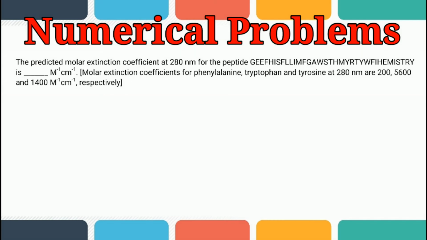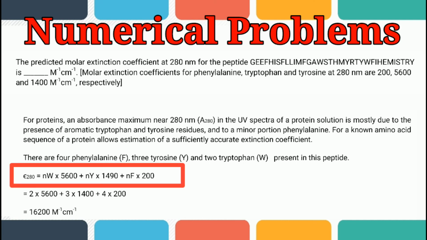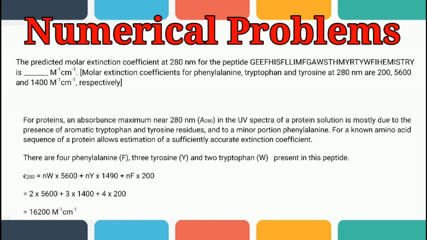In the second problem, the sequence of a peptide is provided. We have to calculate the value of epsilon of this peptide. You know that there are three aromatic amino acids that may be present in a peptide, tyrosine, tryptophan and phenylalanine, and they actually absorb 280 nanometer UV light. So epsilon values are provided for each amino acid. I have counted the number of tryptophan, phenylalanine and tyrosine present in this peptide, and then used this equation to solve for the epsilon of the peptide. Notice that epsilon is an additive property. I have multiplied the epsilon values of each amino acid by their counts.